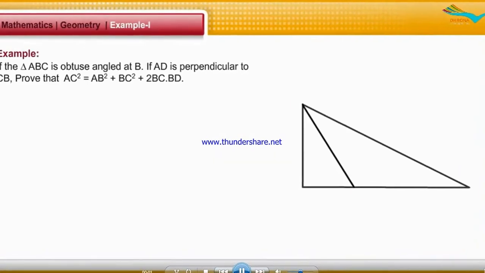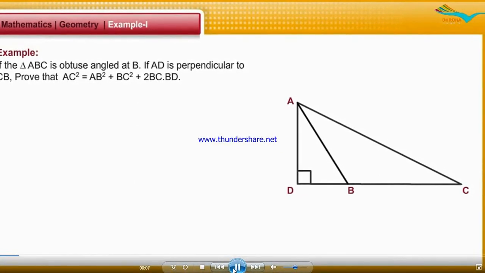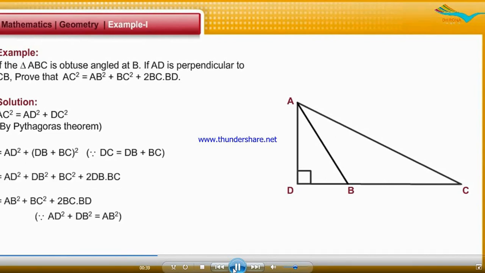If the triangle ABC is obtuse angled at B, if AD is perpendicular to CB, prove that AC square is equal to AB square plus BC square plus 2BC into BD. Triangle ADC is a right triangle and right angled at D. By Pythagoras theorem, we have AC square is equal to AD square plus DC square. On further simplification by substituting, we get AB square plus BC square plus 2BC into BD.